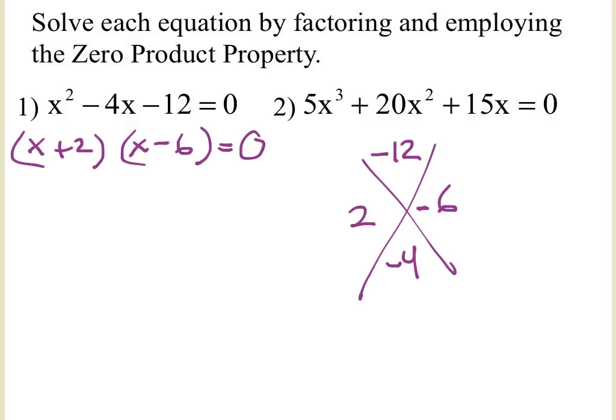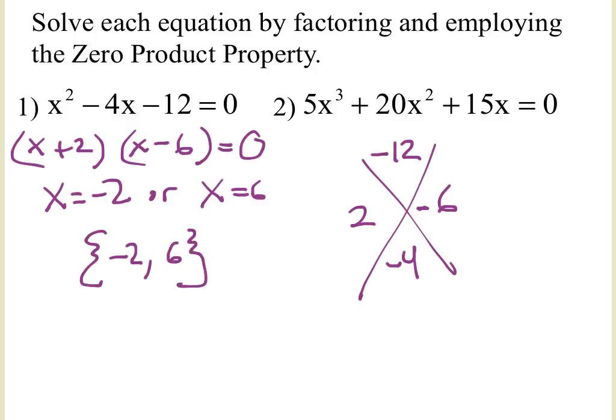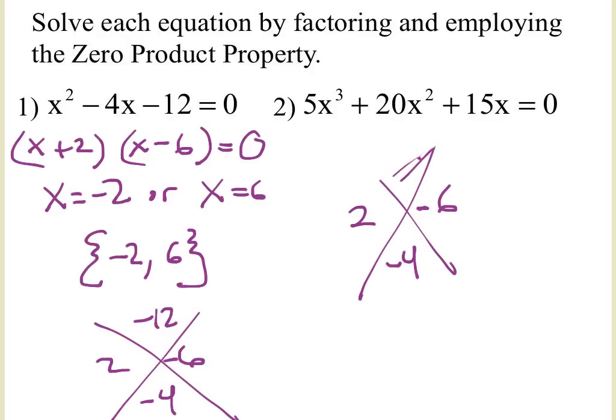So my solutions would be x equals negative 2 or x equals 6. Negative 2 and 6. Now remember, we're not using parentheses because this is not an ordered pair. All right, so let's move on to the next one.